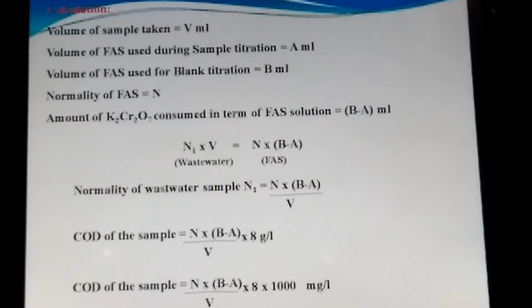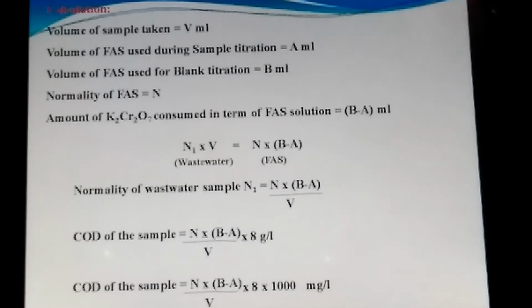So COD of the sample can be calculated here. The normality of wastewater sample, that is the above calculation, multiplied by equivalent weight of oxygen, that is 8, and to convert it from gram into milligram, multiplied by 1000 here. So COD of the sample can be calculated using the equation: normality of ferrous ammonium sulfate into B minus A, burette readings in blank titration minus the sample titration, into 8 into 1000 divided by V.